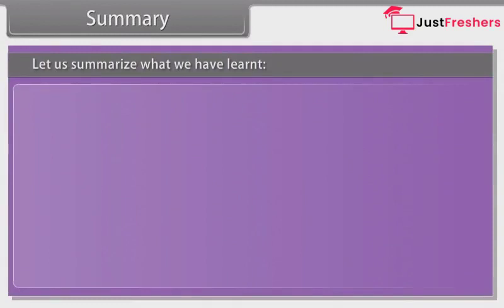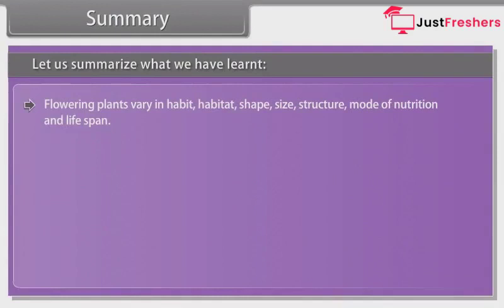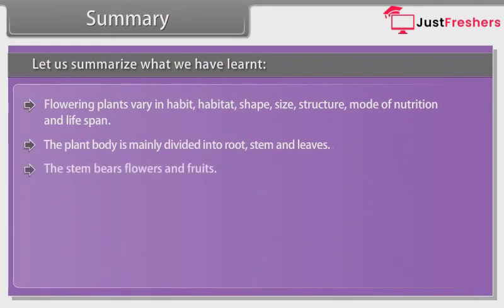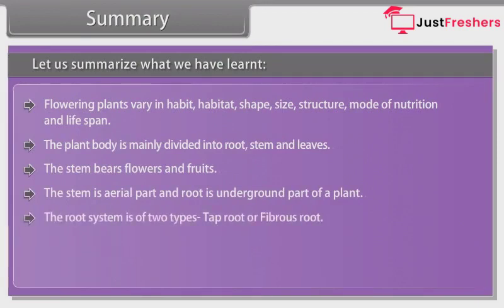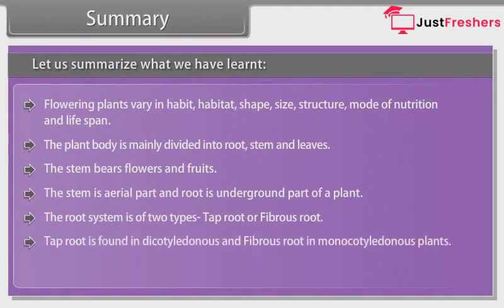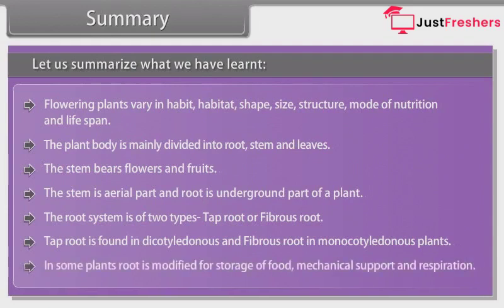Summary. Let us summarize what we have learned. Flowering plants vary in habit, habitat, shape, size, structure, mode of nutrition, and lifespan. The plant body is mainly divided into root, stem, and leaves. The stem bears flowers and fruits. The stem is the aerial part and root is the underground part of a plant. The root system is of two types: taproot or fibrous root. Taproot is found in dicotyledonous and fibrous root in monocotyledonous plants. In some plants, root is modified for storage of food, mechanical support, and respiration.